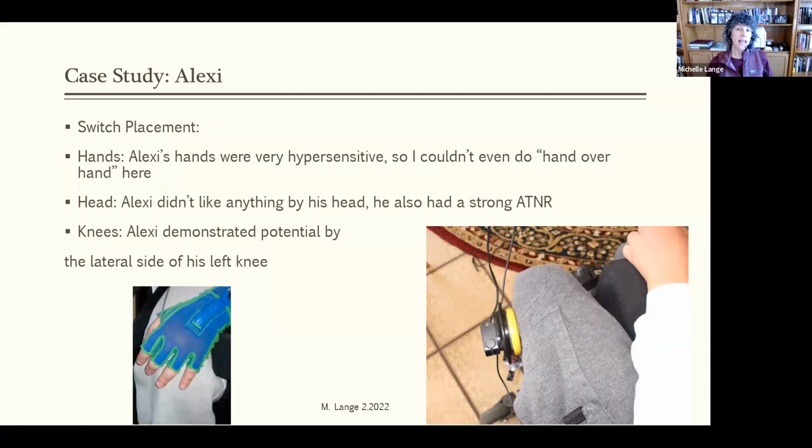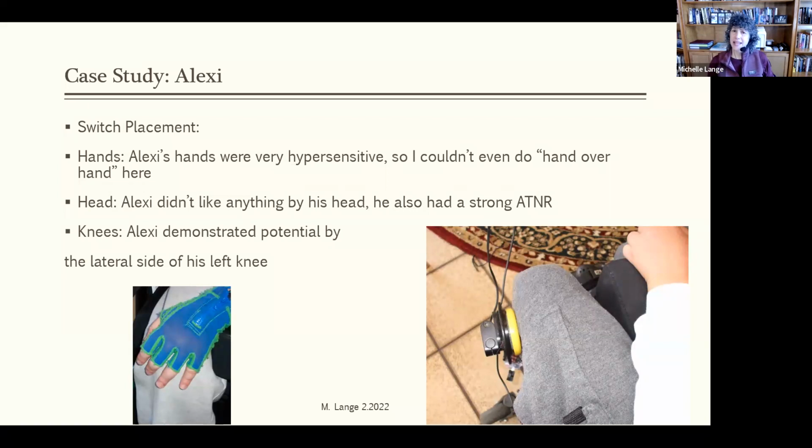Now, again, his hands were very hypersensitive. You could see the picture here on the left. His mom somehow managed to jam his hands into these gloves every morning, and that way he could tolerate life a little better for the rest of the day because his hands had a barrier. So I couldn't just grab his hands and help him touch a switch.